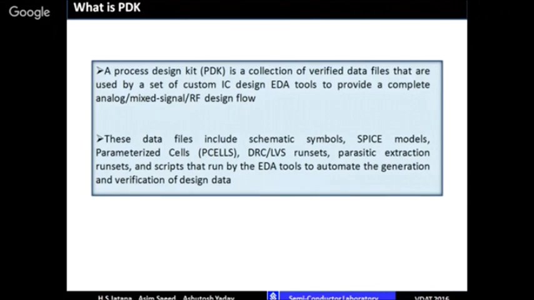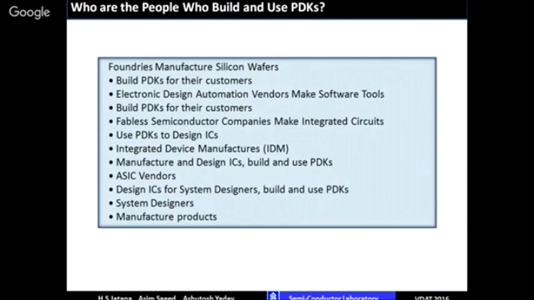So what is the meaning of a process design kit? A process design kit is a collection of files which will help the circuit designer to be able to design circuits. So what does this design kit include? It includes what are the components, active and passive, what are their names, what are their symbols, what are the models, and how to make the layout for these, and what are the design rules, what is the LVS, what are the technology files, what is the parasitic for each layer, how to extract, and scripts. So all this data is included.